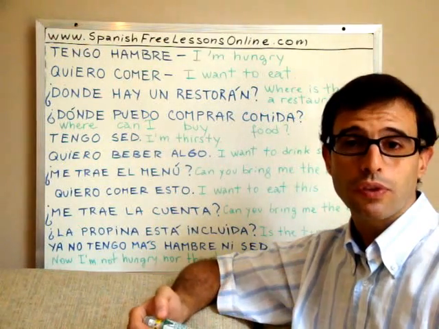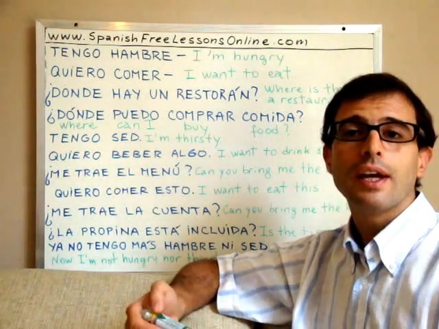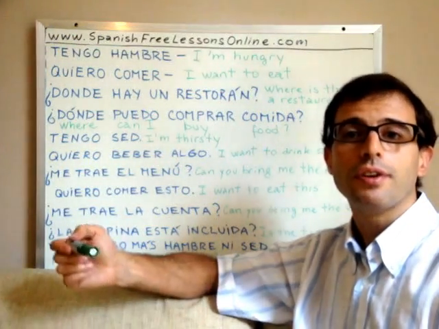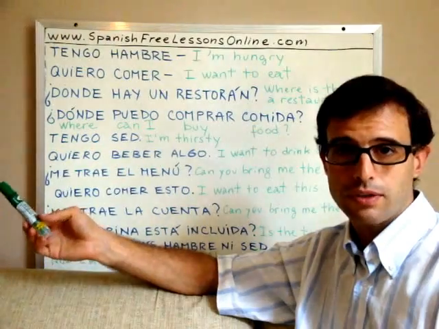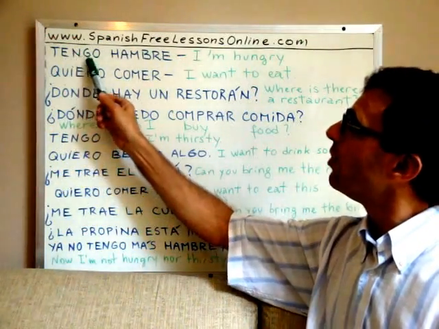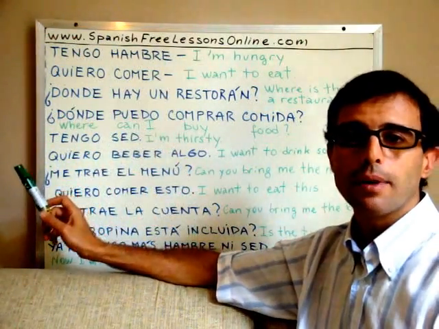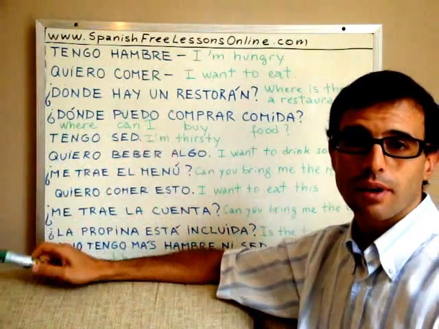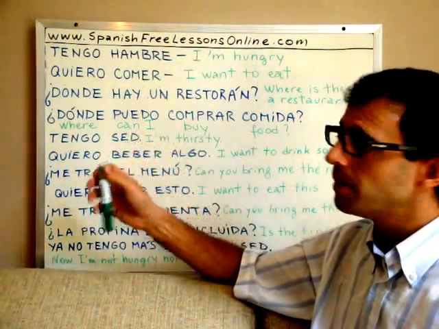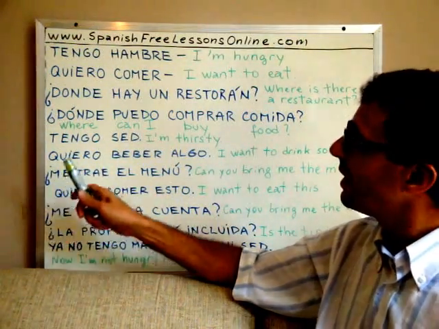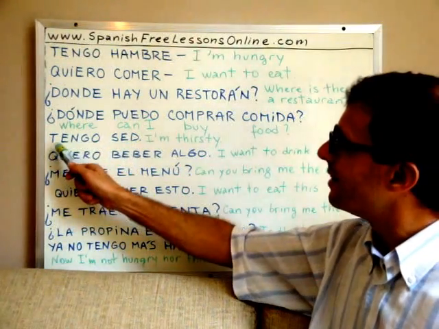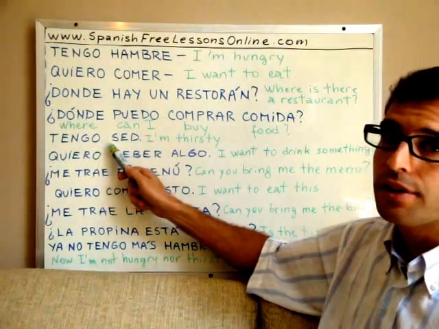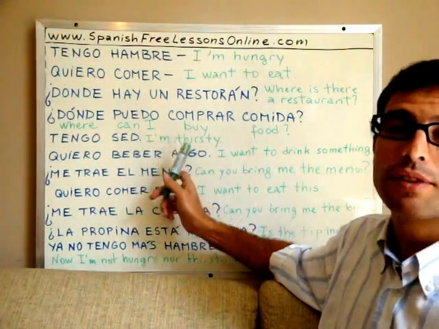Same thing when we want to say we are thirsty, instead of saying I am thirsty, we say I have thirst, right? That's how we speak in Spanish. So, tengo hambre. Tengo hambre literally means I have hunger, right? But it means I'm hungry, okay? Same thing, tengo sed. Tengo sed means I have thirst, and it means I'm thirsty.